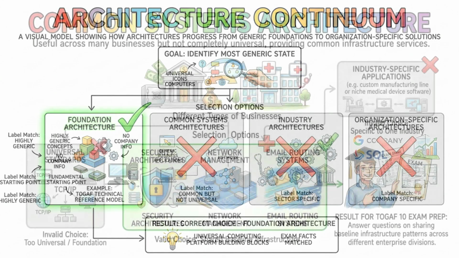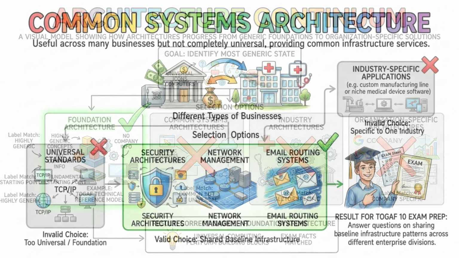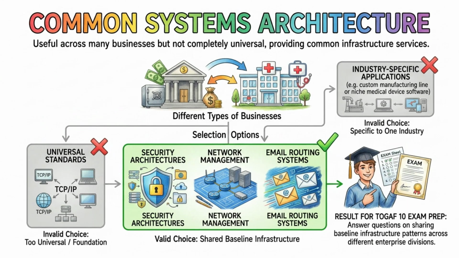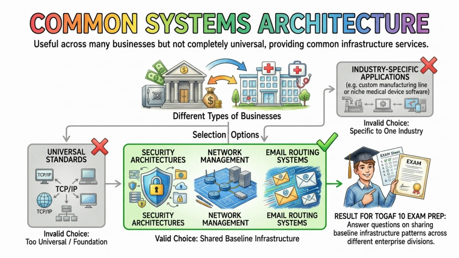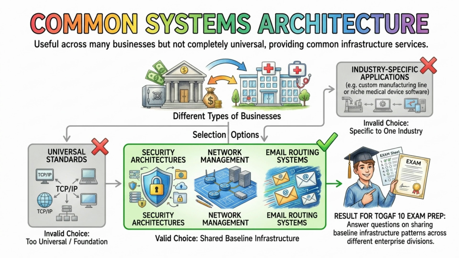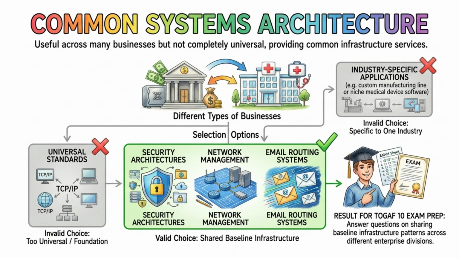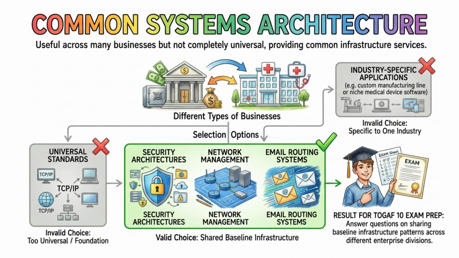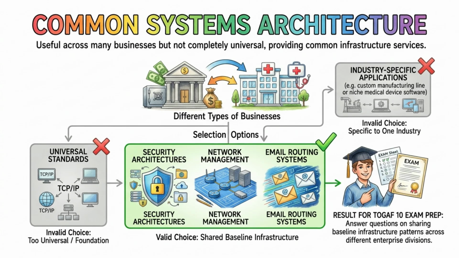The second state is the common systems architecture, which contains architecture models that are useful across many different types of businesses but are not completely universal. Examples include security architectures, network management architectures, and email routing systems, which operate similarly whether you are a bank or a hospital. These systems provide common infrastructure services that support a wide variety of business applications. Understanding this level helps you answer exam questions about sharing baseline infrastructure patterns across different enterprise divisions.